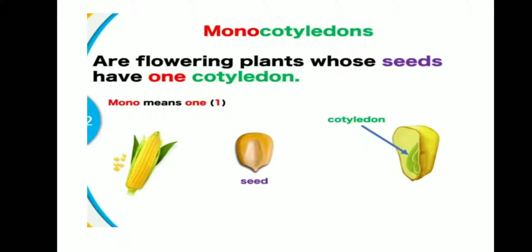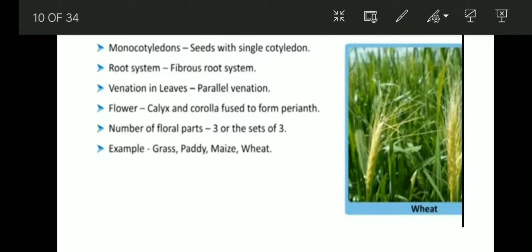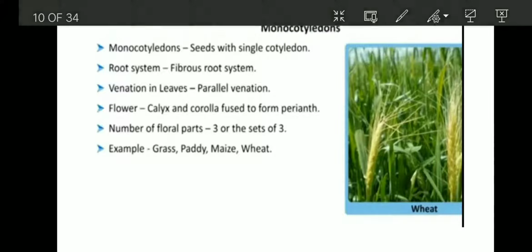So, monocotyledons are flowering plants whose seeds have only one cotyledon. This is important to be known. Mono means what? One. So the seed is having only one cotyledon. What about the root system? Monocotyledons have fibrous root system. And venation is parallel venation.